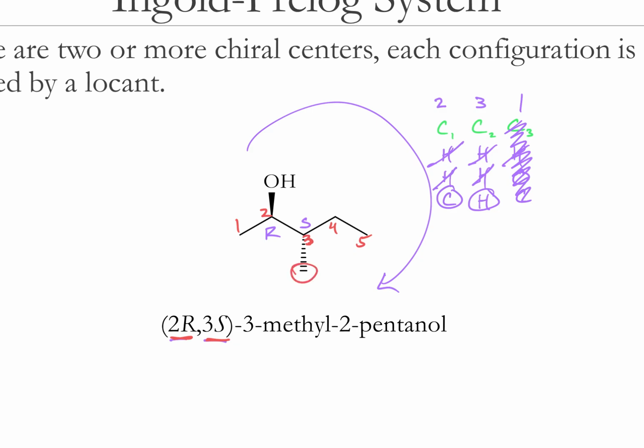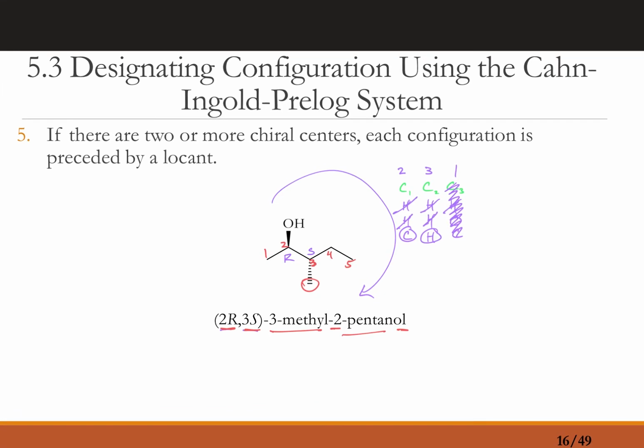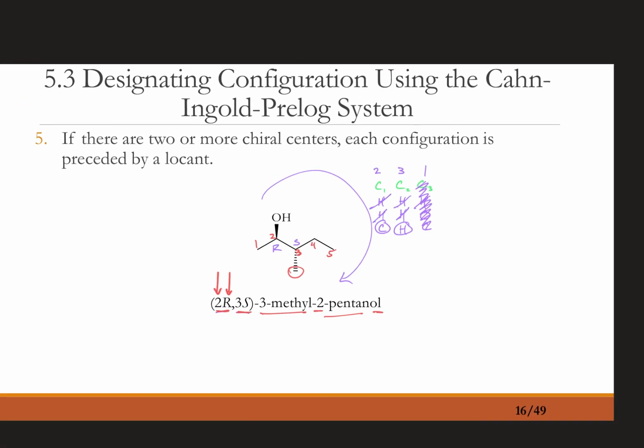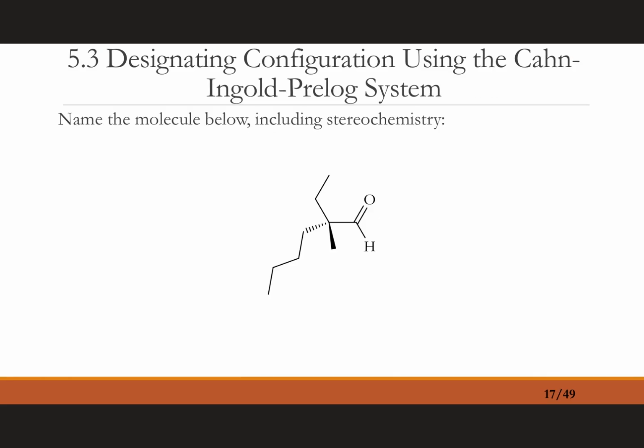There's a methyl group at carbon 3. This OH is at carbon 2, and there's 5 total carbons. So 2R, 3S, 3-methyl, 2-pentanol would be that structure's name. Make sure you put the locant, then the configuration there. These letters are italicized, they're also capitalized. 2R3S. Now name the following molecule, including stereochemistry.